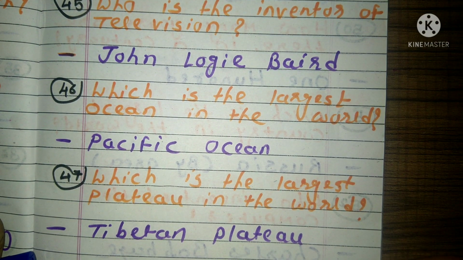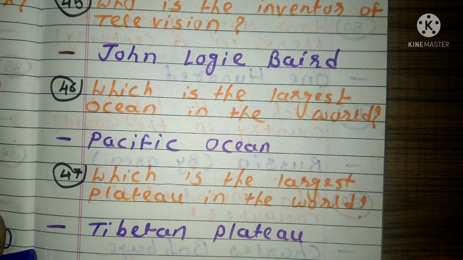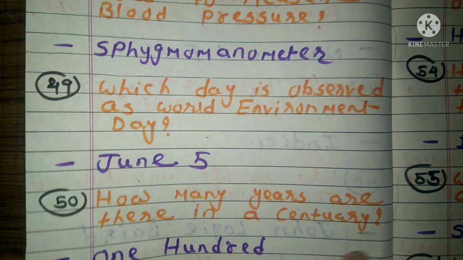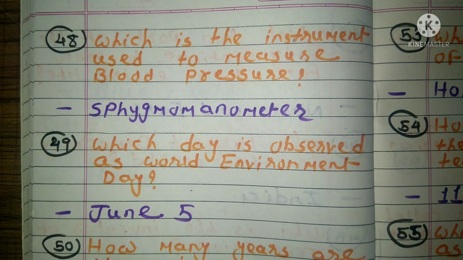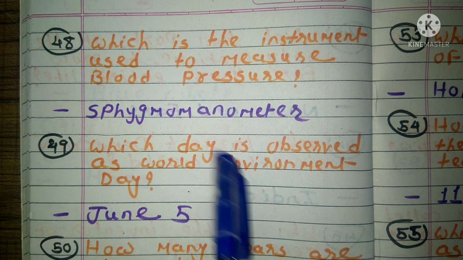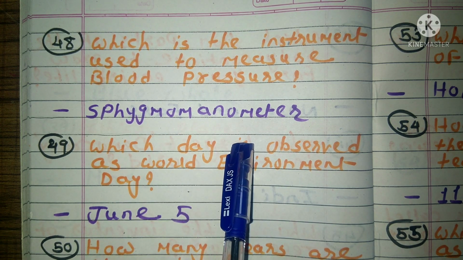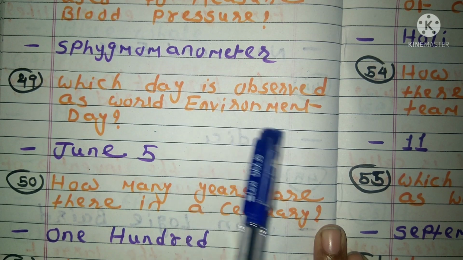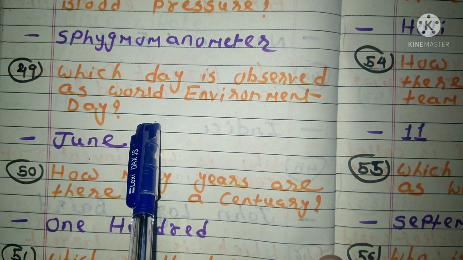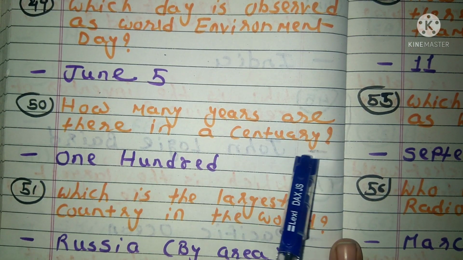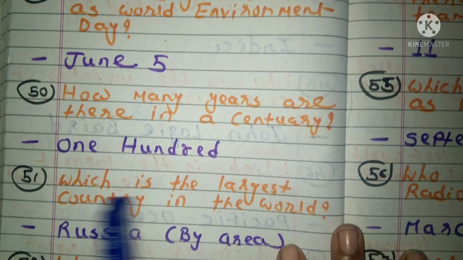Which is the largest plateau in the world? Tibetan Plateau. Which is the instrument used to measure blood pressure? Sphygmomanometer. Which day is observed as World Environment Day? June 5th. How many years are there in a century? 100.